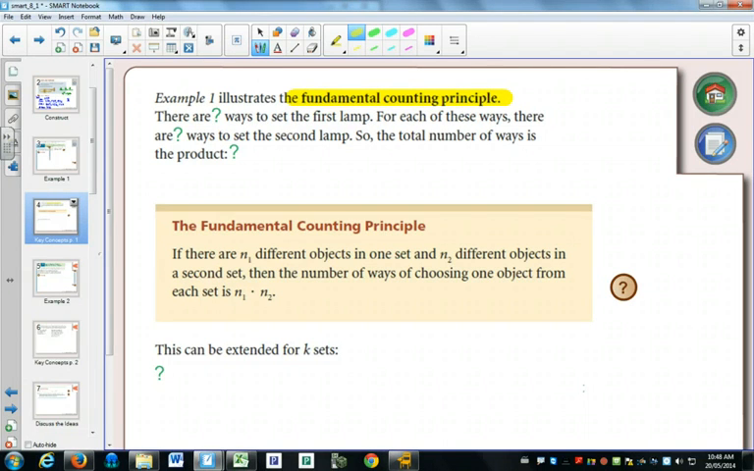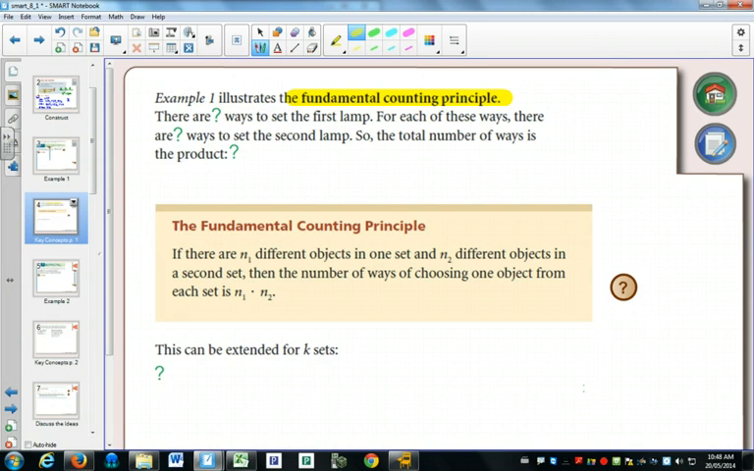Basically what it means, because here's the definition. If there are n1 objects in one set and n2 different objects in a second set, then the number of ways of choosing one object from each set is n1 times n2. Whew! If you read that and were just deciding to learn this at home, you'd be like, I am lost.